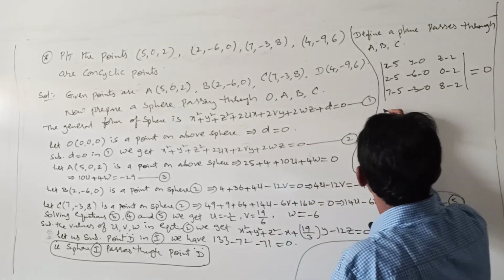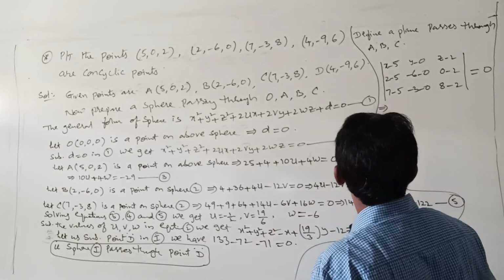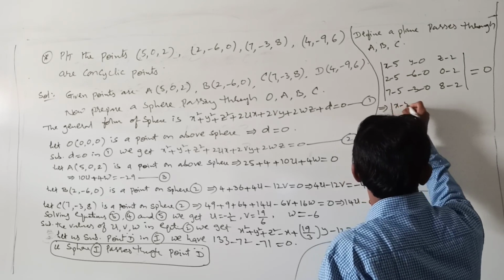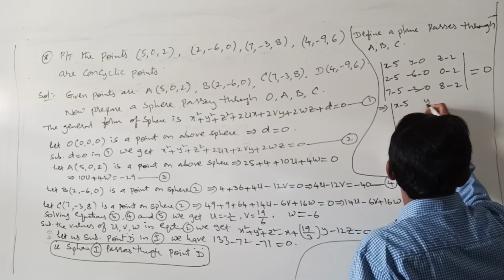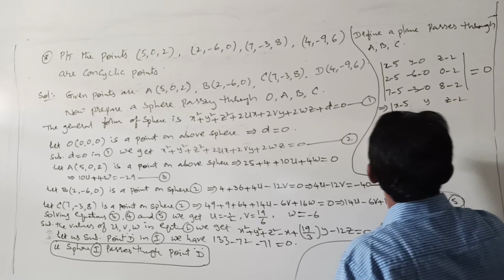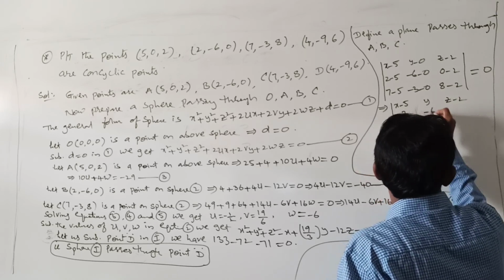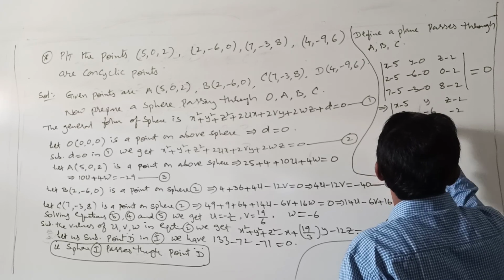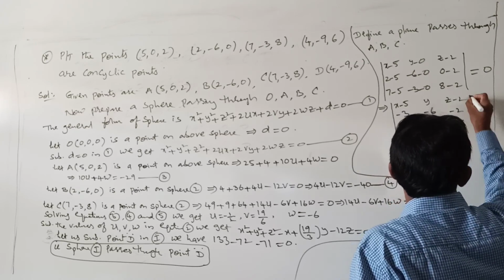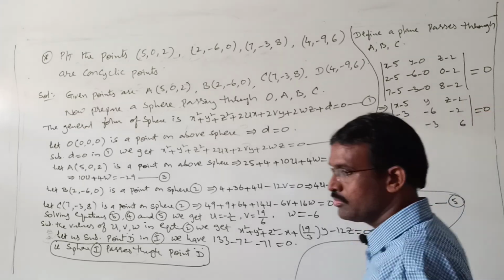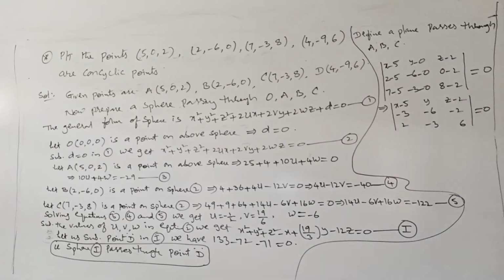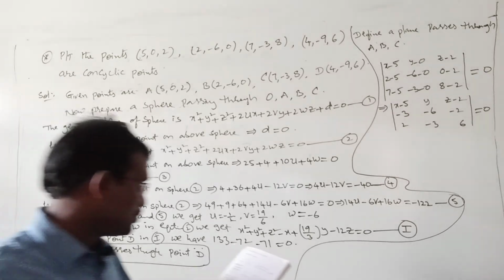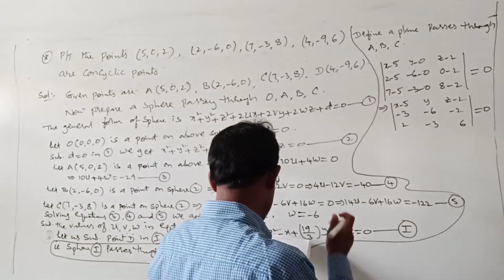Now let us simplify this expression. It is the matrix determinant: x minus 5, y, z minus 2; next minus 3, minus 6, minus 2; next 2, minus 3, 6. The determinant equals 0. Now let us solve that 3 by 3 matrix. You must get this relation.